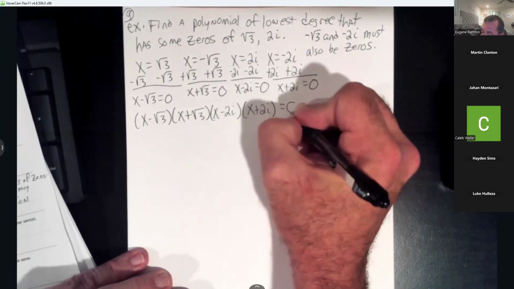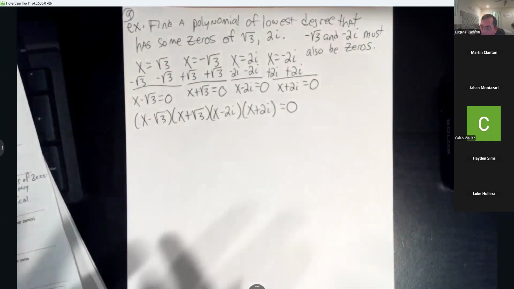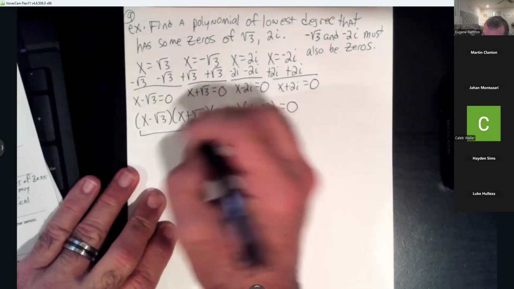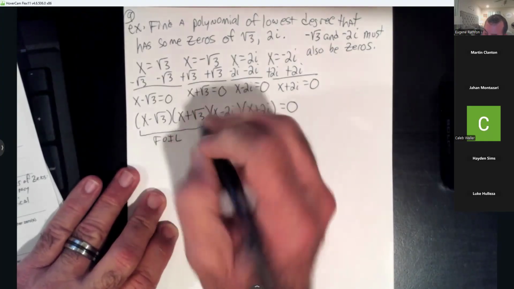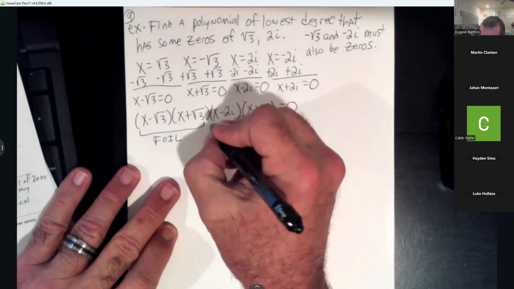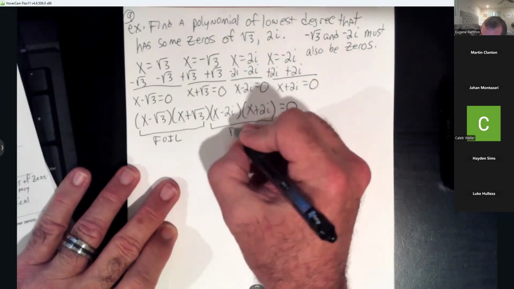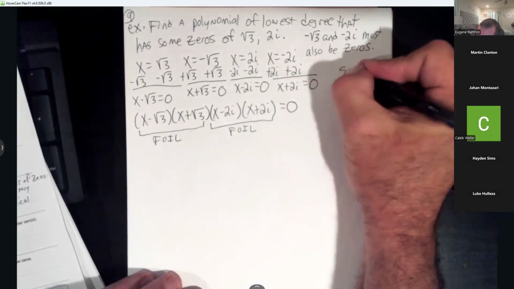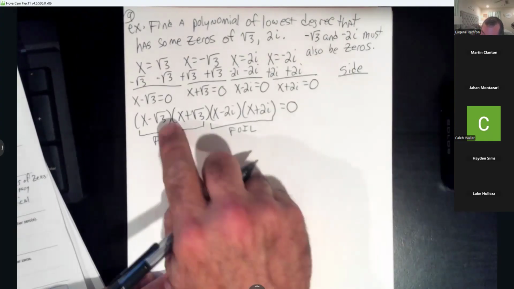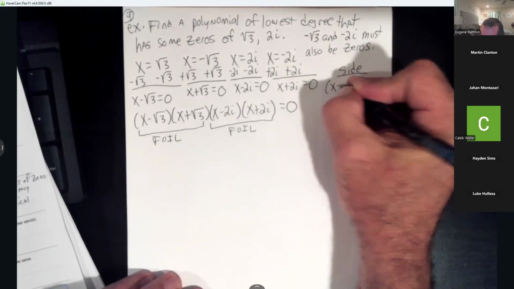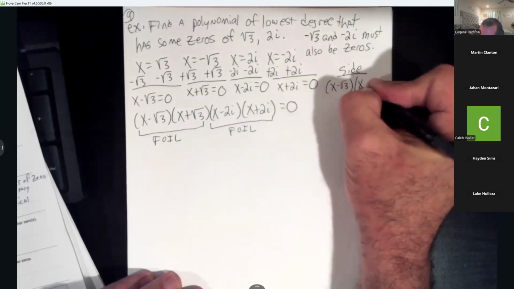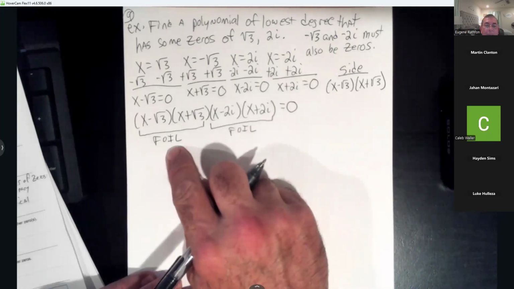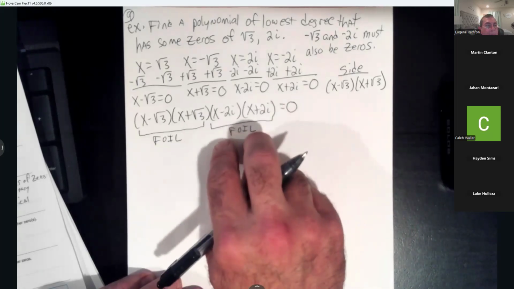And set everything equal to 0. So y'all, I can do 2 things at once here. First, I'm going to FOIL these 2 together because they're conjugate pairs, but I'm also going to FOIL these two together because they're conjugate pairs. So on the side, I'm going to start out with this one: x minus square root of 3, x plus square root of 3. We'll figure this out, put that here, and then we'll figure these two out, put that next.